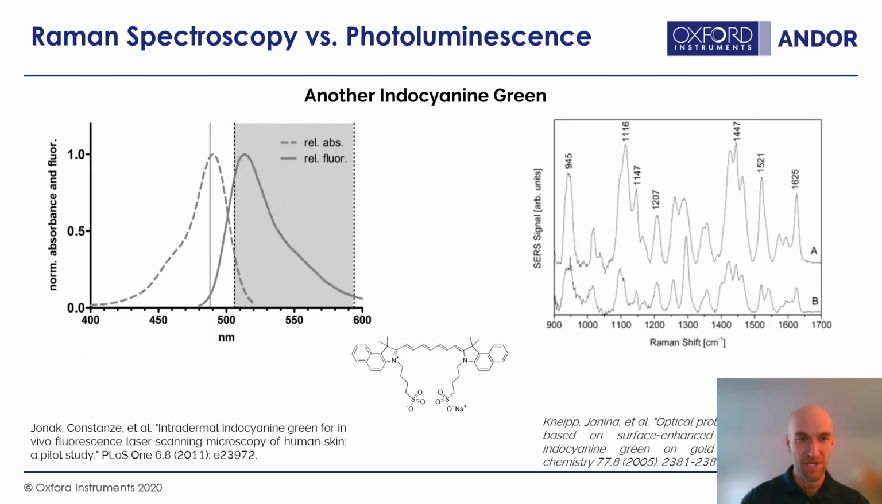Here's another example. Here's indocyanine green. Here's the structure. It's a smaller, but still fairly large molecule, a dye. Just to show you, I'm not cherry picking one particular molecule. Are they of the same class of molecules? Yeah, they're conjugated organics, but so is so much else, right?